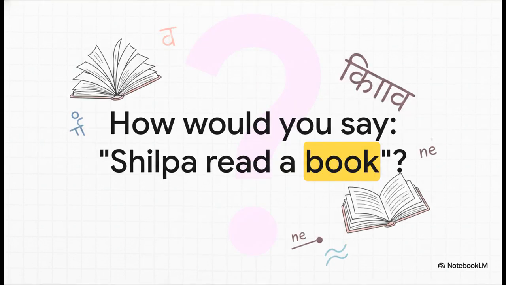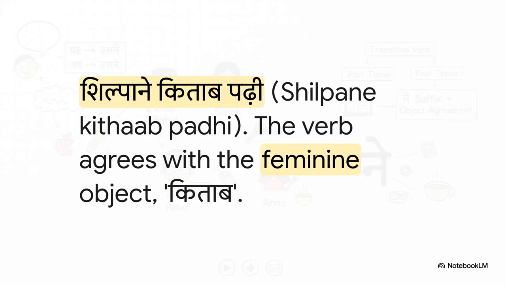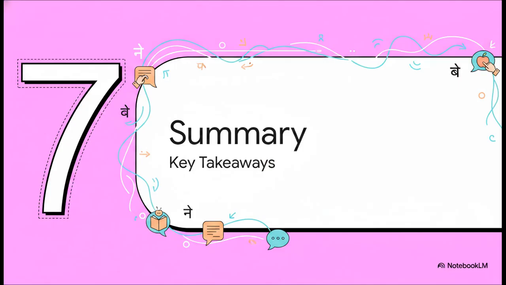Let's try one more. How would you say, Shilpa read a book? Remember, the word for book, kitab, is feminine. The correct sentence is Shilpa ne kitab padhi. Shilpa gets the ne suffix and the verb becomes padhi to agree with the feminine object, kitab. Fantastic job!